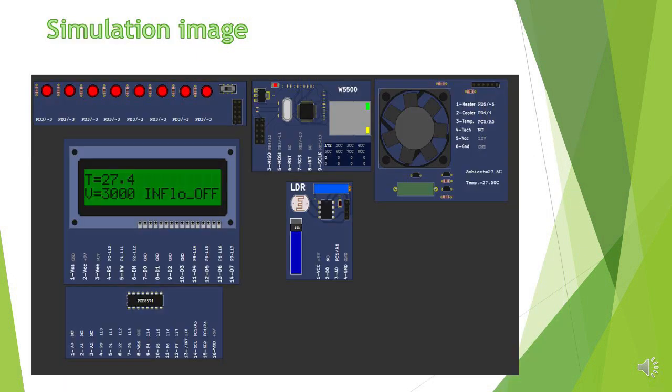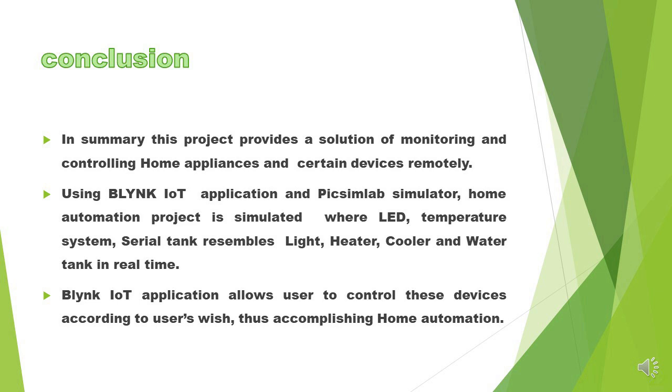And the next slide is the simulation image for the home automation project. And the last, conclusion. In summary, this project provides a solution of monitoring and controlling home appliances and certain devices remotely using the Blynk IoT application and PicsimLab simulator. The home automation project is simulated where LED, temperature system, serial tank, garden light, heater, cooler, and water tank work in real time. The Blynk IoT application allows the user to control these devices according to the user's wish, thus accomplishing home automation.